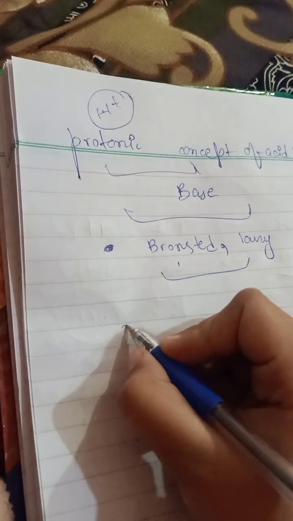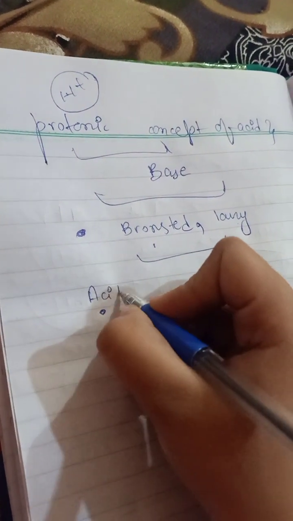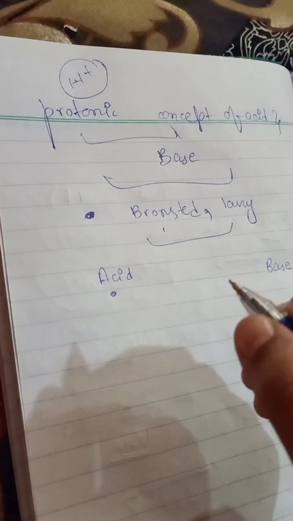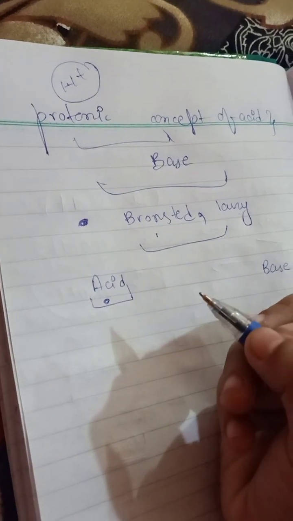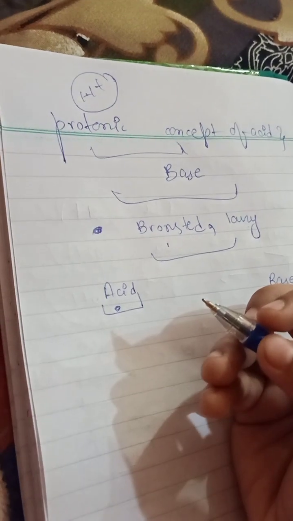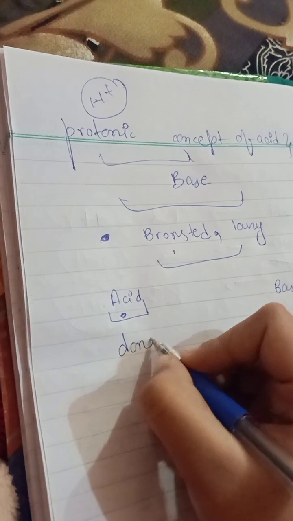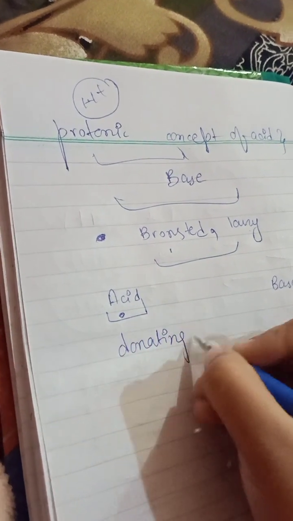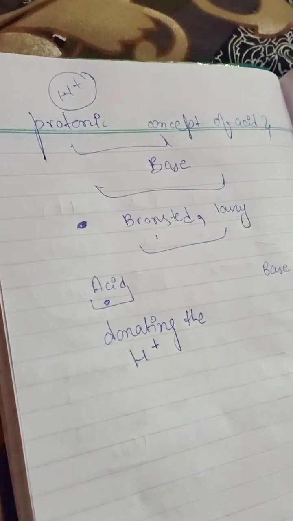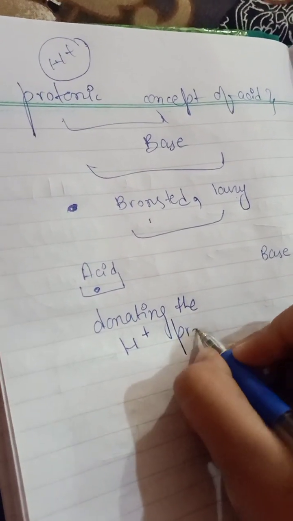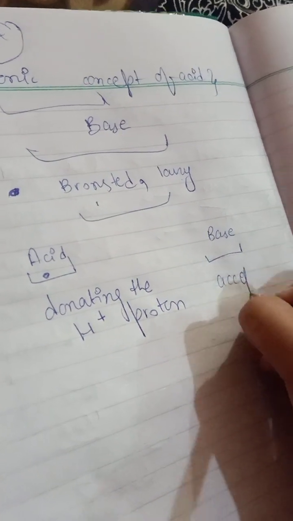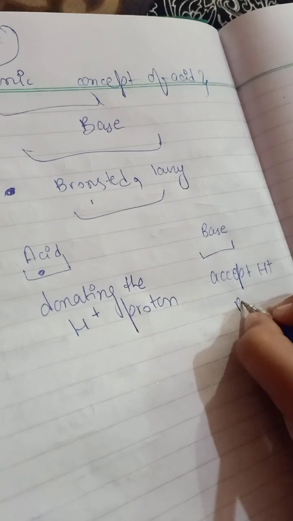They said that acid and base have no concept of hydrogen and hydroxide ions. They basically said that an acid is that which donates the hydrogen proton, not ion, hydrogen proton. And a base is that which accepts the hydrogen proton.